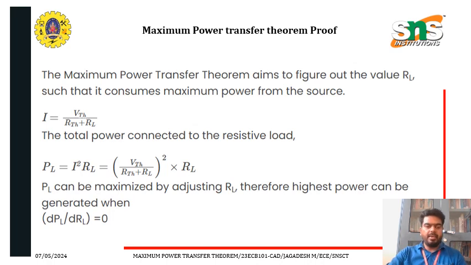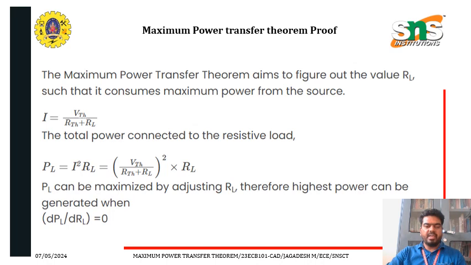Because I equals V by R, here we have two resistances, RTH and the load resistance. Since these two resistances are in series, we have to add them, RTH plus RL. So the total power delivered to the resistive load is PL equals I squared into RL. Here I is VTH by RTH plus RL, whole squared, into RL. So PL can be maximized by adjusting RL.